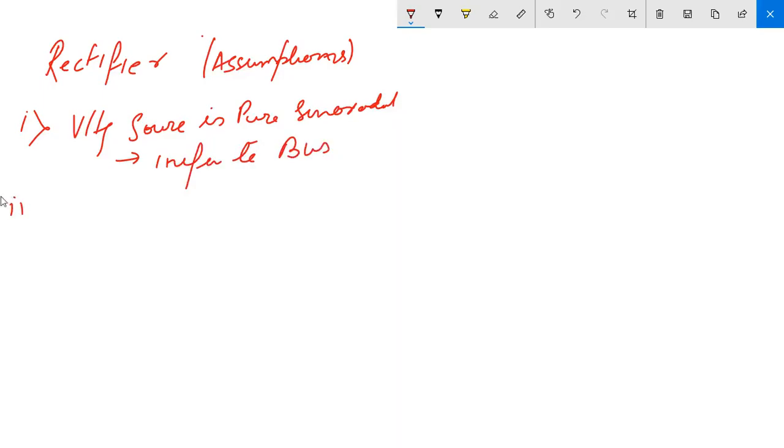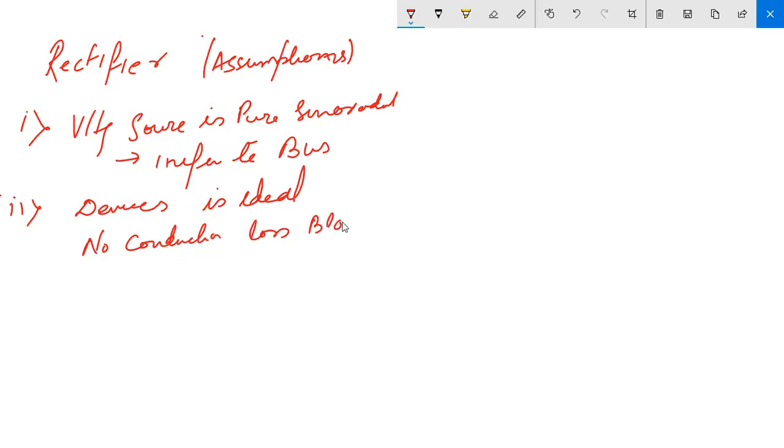Second, the devices which we are using are ideal. That means they do not have any conduction loss, blocking loss, or switching loss.